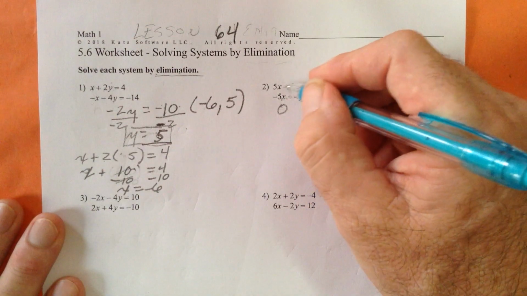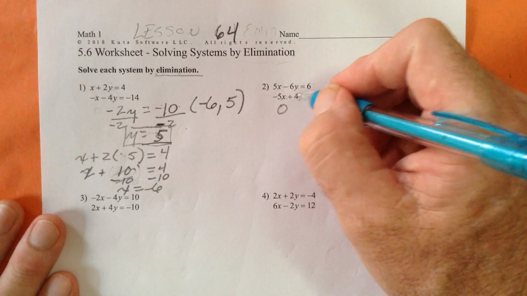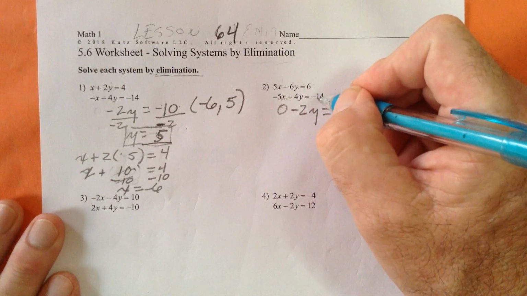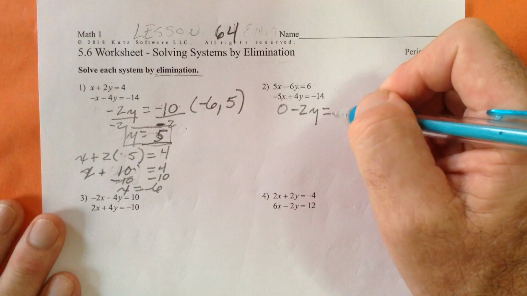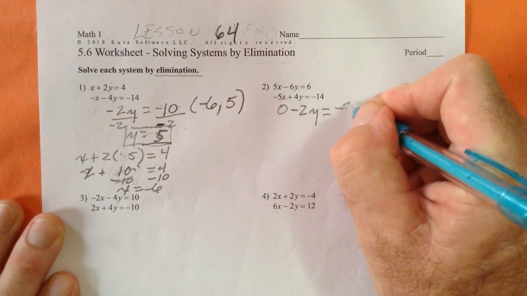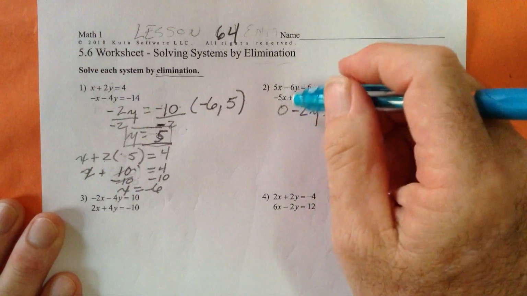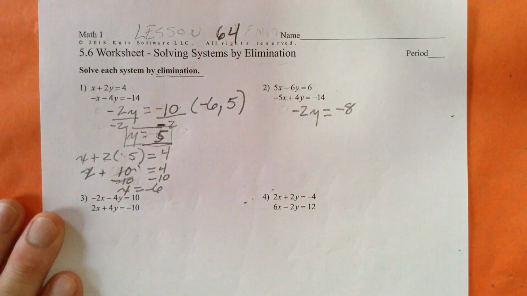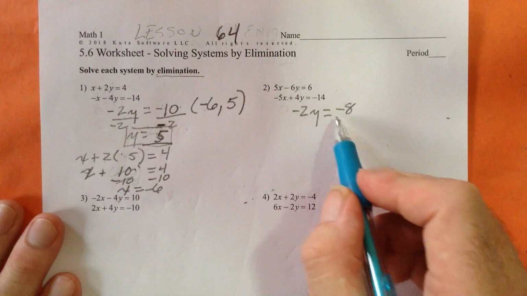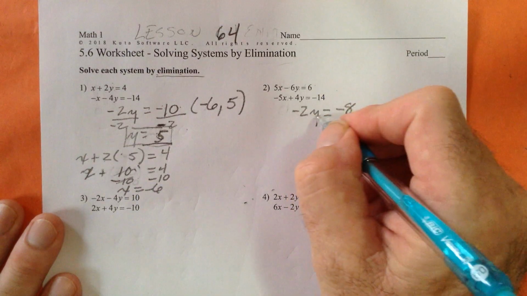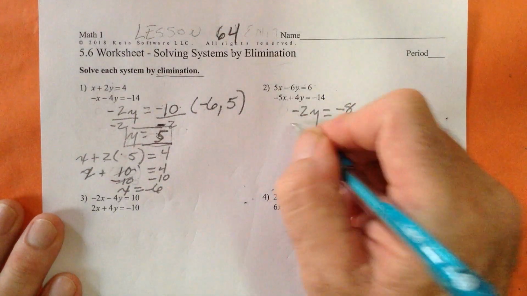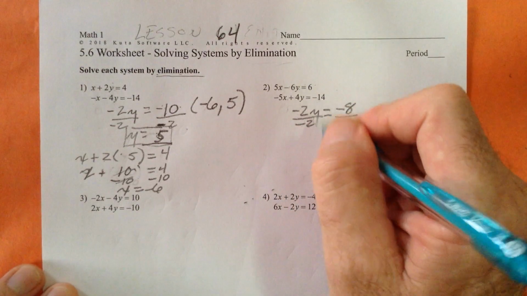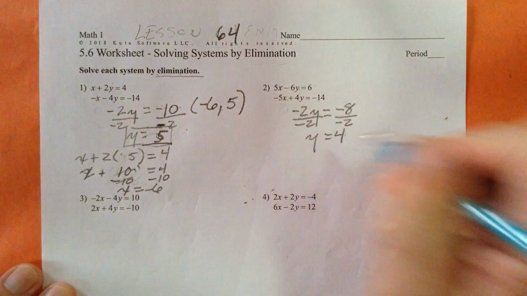I go 0, and I do the same here. Negative 6y plus 4y, that would be negative 2y. And then equals 6 minus 14, that will be negative 8. Okay, so here the x is eliminated. It's gone. So I can erase that. And now I got negative 2y equals negative 8. So something times negative 2 equals negative 8. Well, that'll be a 4. If I do it like we learned in lesson 59, y equals 4.